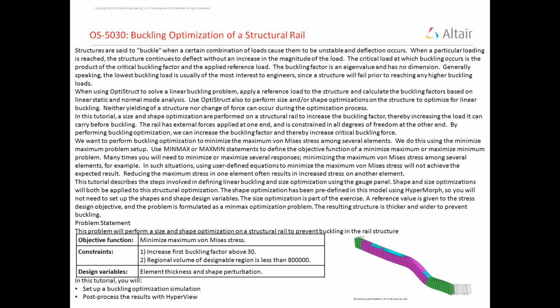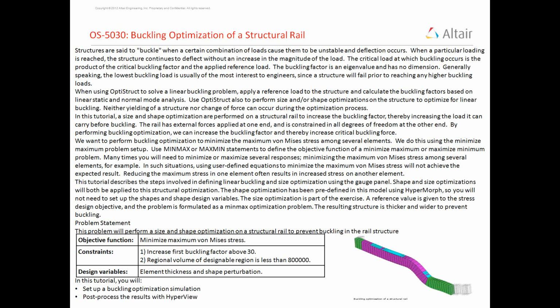When using OptiStruct to solve a linear buckling problem, apply a reference load to the structure and calculate the buckling factor based on linear static and normal mode analysis. Use OptiStruct also to perform size or shape optimization on structure to optimize the linear buckling. Neither yielding of the structure nor change of force can occur during the optimization process. In this tutorial, a size and shape optimization are performed on structural rail to increase the buckling factor, thereby increasing the load it can carry before buckling.